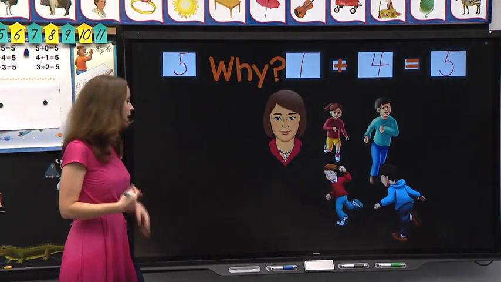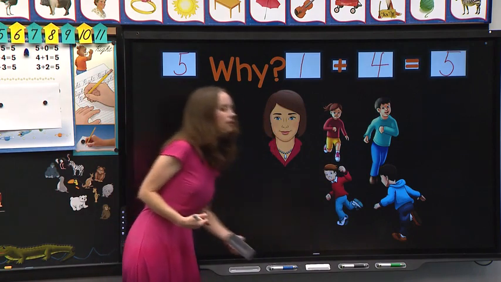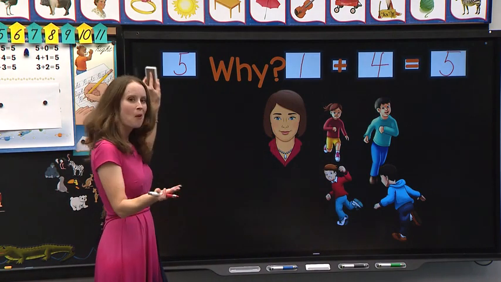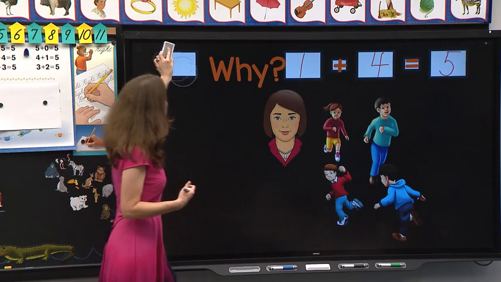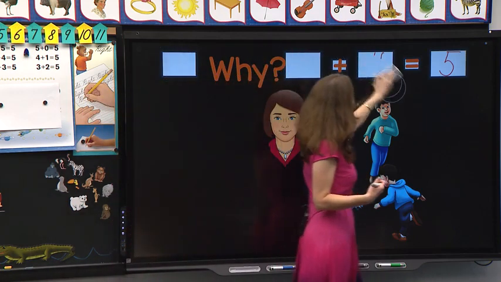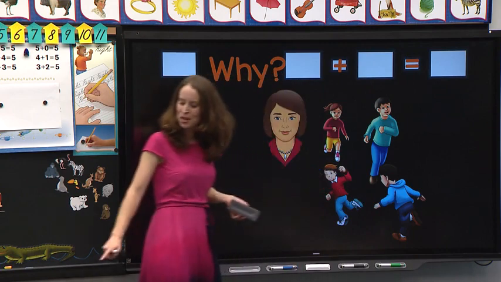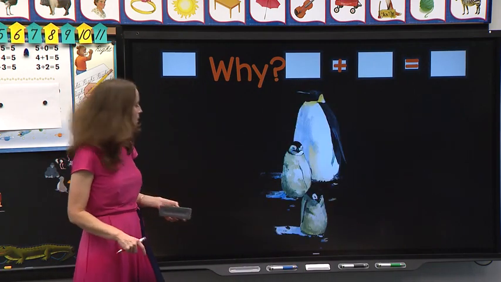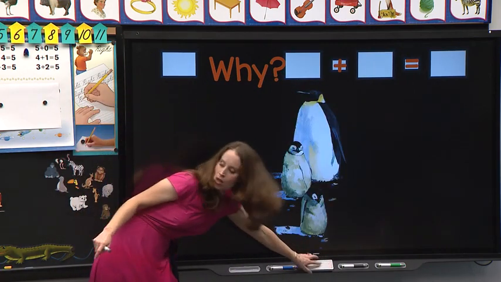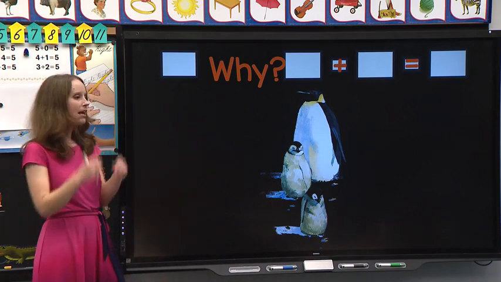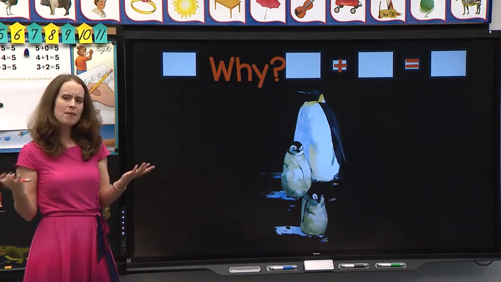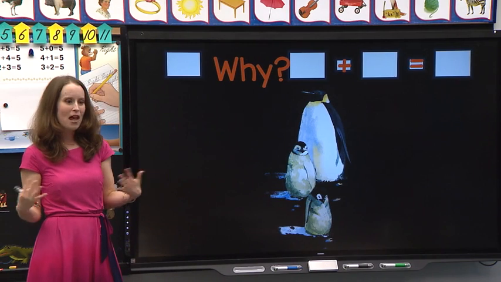Do you agree with what Ava did, Kobe? Yes, we know we had 1 mom, 4 children, and 1 plus 4 equals what, Tanner? It does equal 5. Let's do another story problem together. At the zoo, the Banks saw 1 mama penguin and 2 babies. How many penguins did they see in all and why?